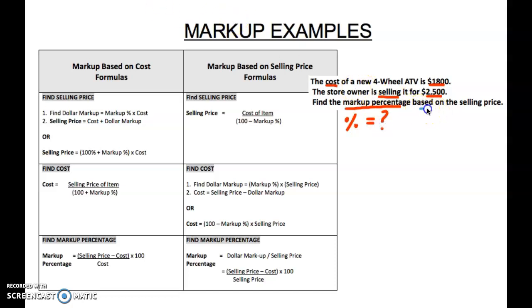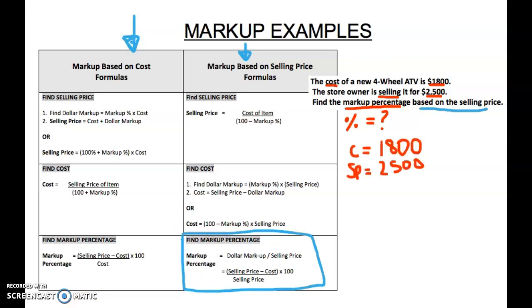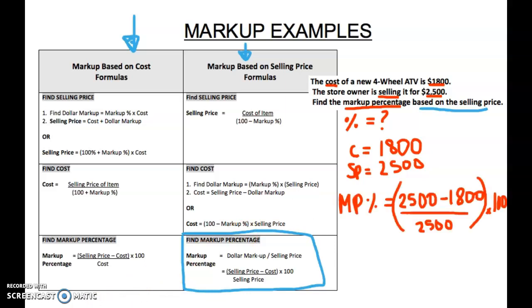Okay, so based on the selling price, these are formulas here. This whole column is based on cost formulas. This whole column here are based on selling price formulas. Do I want to find the selling price? No. Do I want to find the cost? No. Do I want to find the markup percentage? Yes. So this is the formula that I'm going to want to be using for this problem. I will be inputting a cost, which is $1,800, and a selling price, which is $2,500. Putting in our values, I know that my selling price is $2,500 minus my initial cost of $1,800. And then I divide everything by my selling price of $2,500 again.